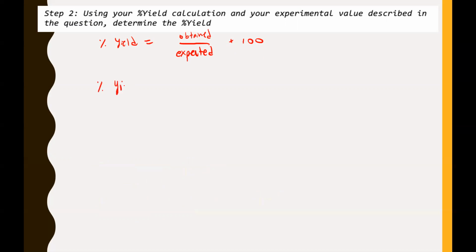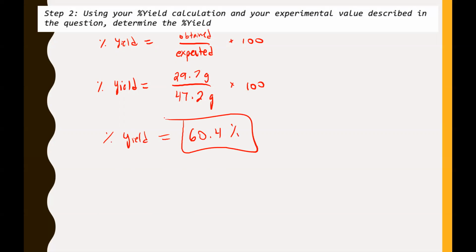So long story short here, our percent yield is going to equal what we had for an obtained. The question told us was 29.7 grams. That's what the people actually measured in the experiment. Divided by expected, that's what we calculate using Stoich. We found that to be 47.2 grams. And then we just got to times the answer to that by 100. Long story short, the percent yield here is going to equal about 60.4%. So in other words, the amount of CH3Cl that was actually formed was only 60.4% of what we would have expected it to be. Okay, so that is what we call our percent yield.